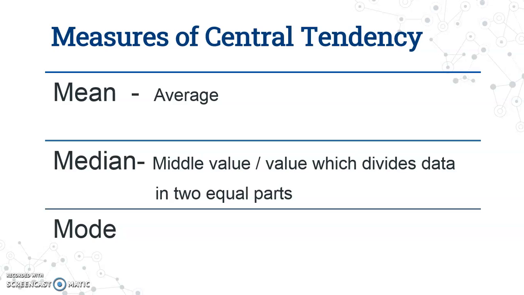Suppose I have the data with 10 elements. So median will divide data into two equal parts. That is, first part will contain 5 elements and second part will contain 5 elements. Mode is the value with maximum frequency. So all these are nothing but measures of central tendency.